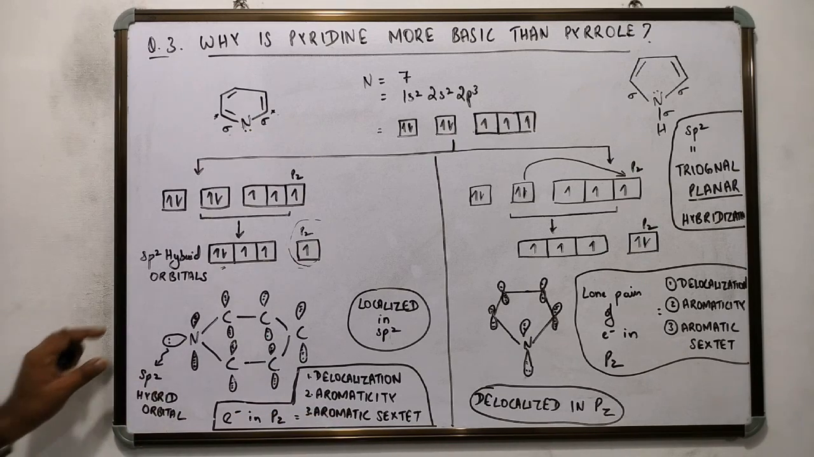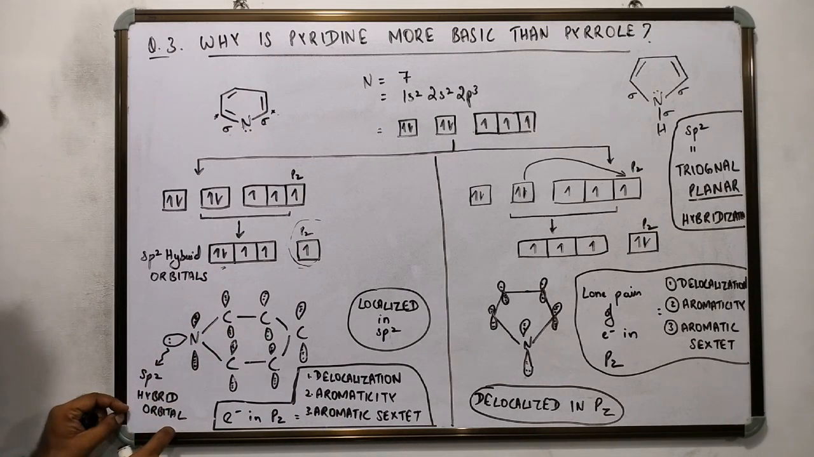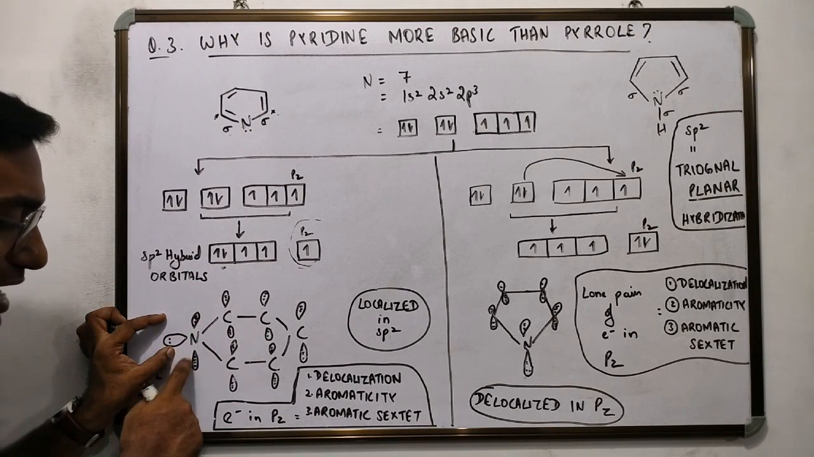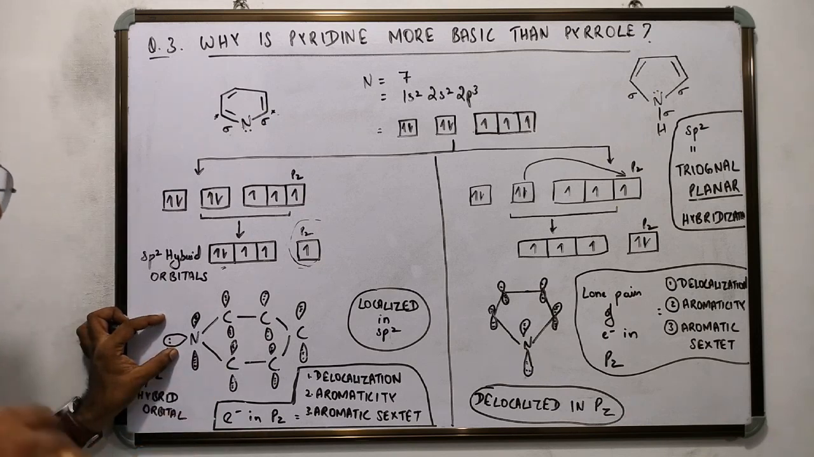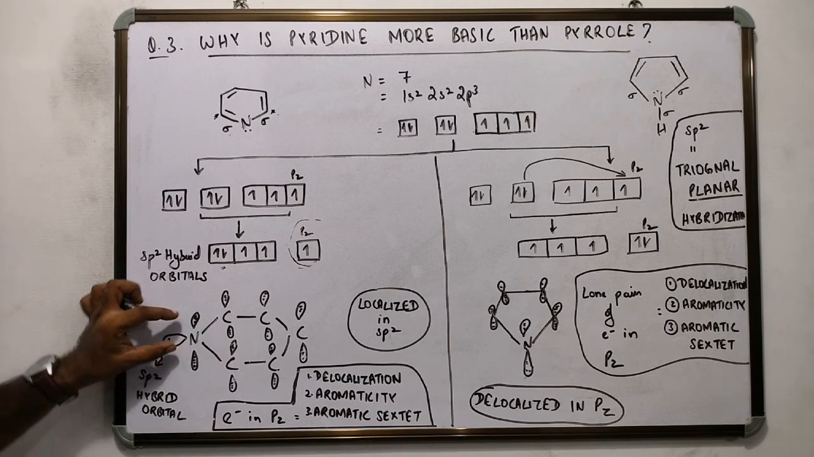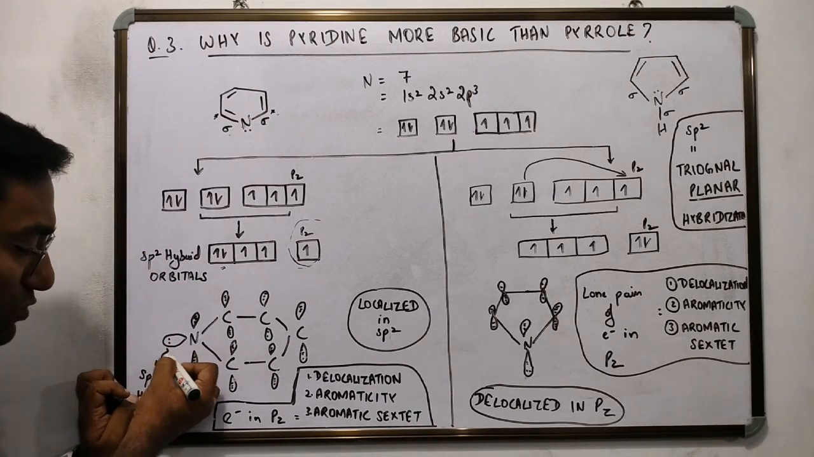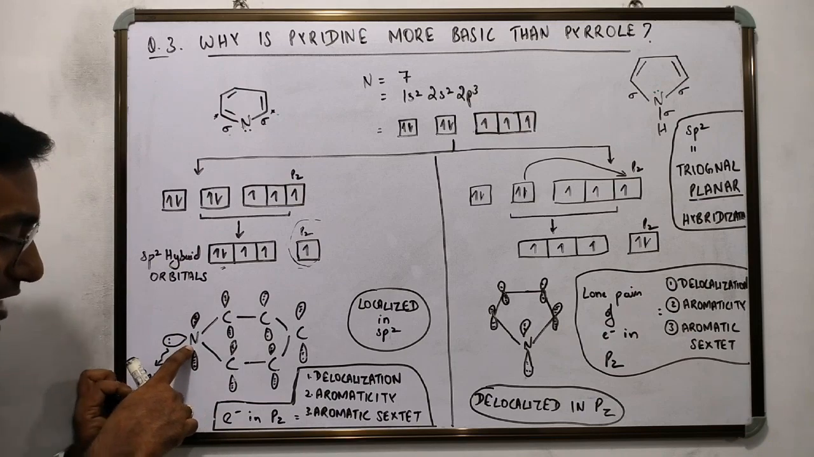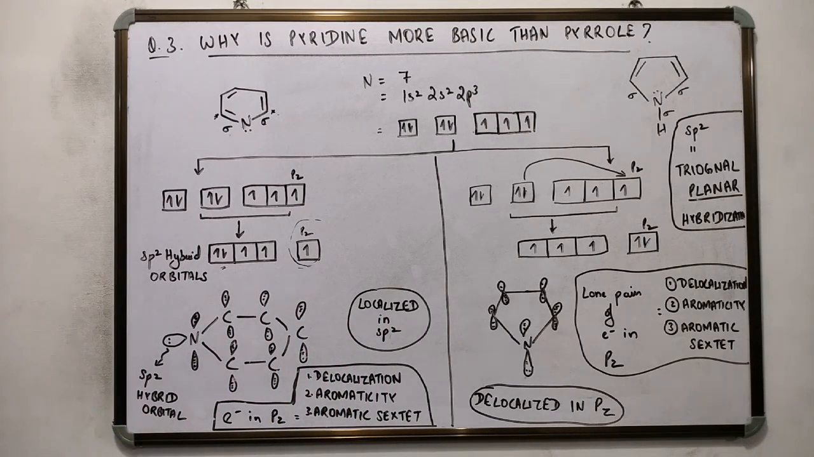On the other hand, the lone pair of electrons is in an sp2 hybrid orbital. It does not go for lateral overlap with the p orbitals simply because it is in another plane. It shares the same plane as that of the molecule. Therefore, it won't go for any kind of lateral overlap. Thus, the electrons in the sp2 hybrid orbital on the nitrogen atom of pyridine are localized. They do not participate in any kind of delocalization.